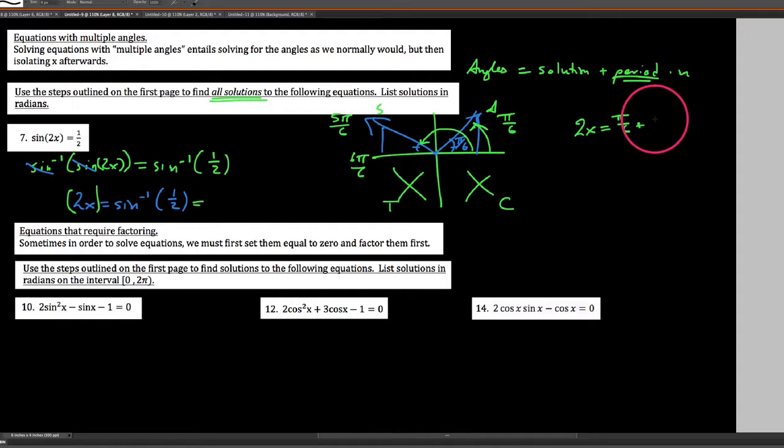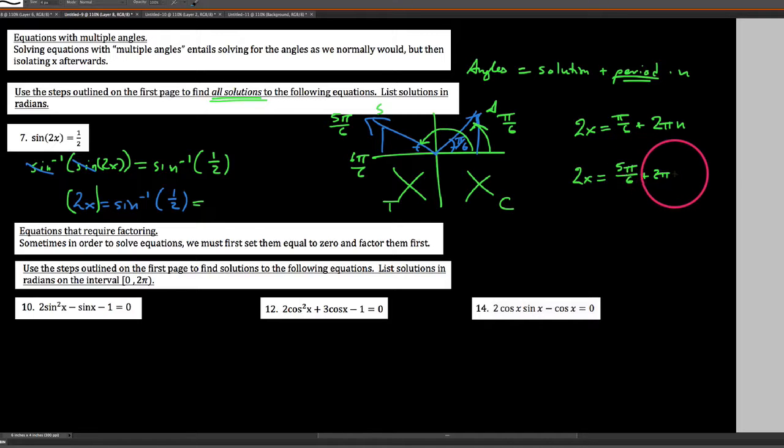Now what's the period of sine? Well, the period of sine is 2 pi. Remember that the period of all of our trig functions except for tangent and cotangent is 2 pi. Tangent and cotangent have a period of just pi. So we get 2x equals pi/6 plus 2 pi n, but we also got 2x equals 5 pi/6 plus 2 pi n.